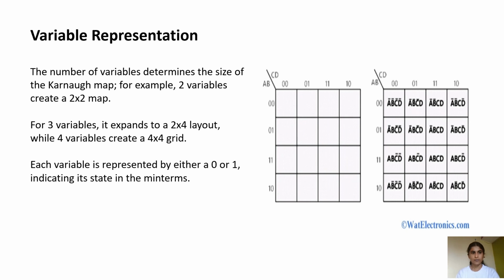Variable representation. The number of variables determines the size of Karnaugh map. For example, two variables create a 2 by 2 map. For three variables, it expands to a 2 by 4 layout, while four variables create a 4 by 4 grid. Each variable is represented by either 0 or 1, indicating its state in the minterm. The visual representation is as shown in the figure.